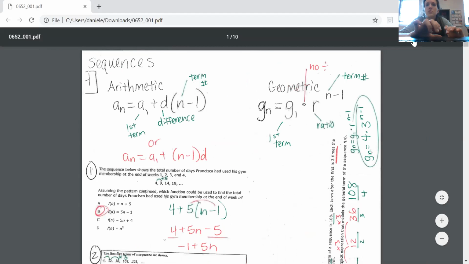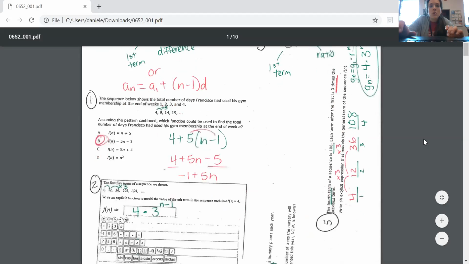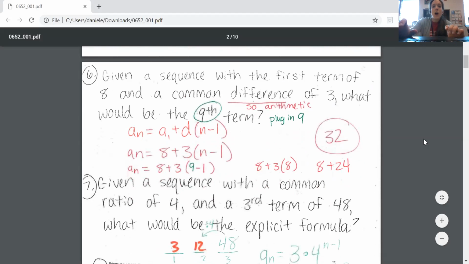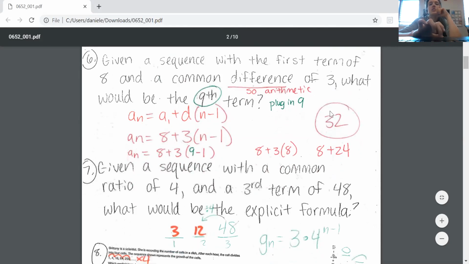All right, let's flip to the back. So number 6 back here, you have to write a sequence and then you're going to plug in to it.